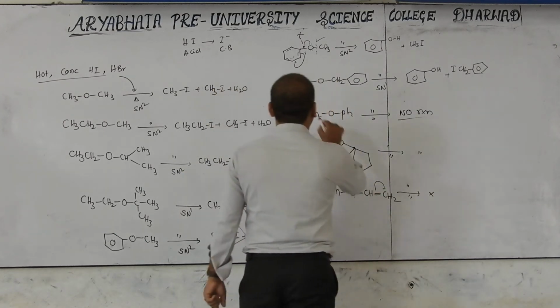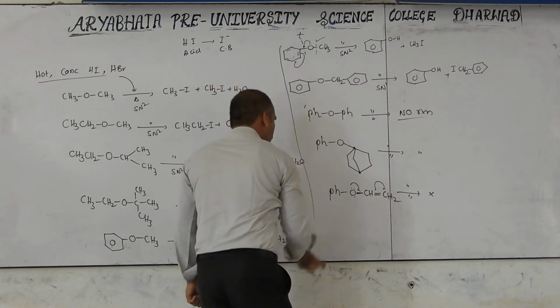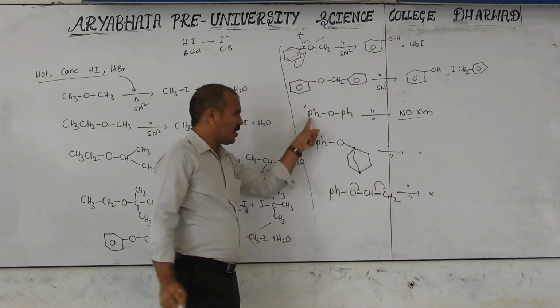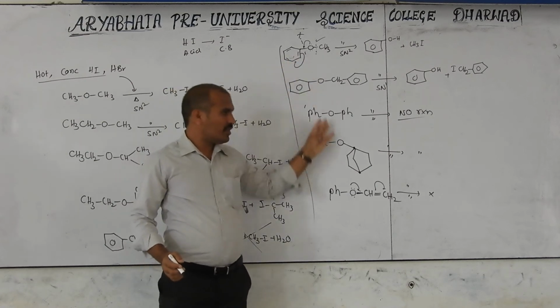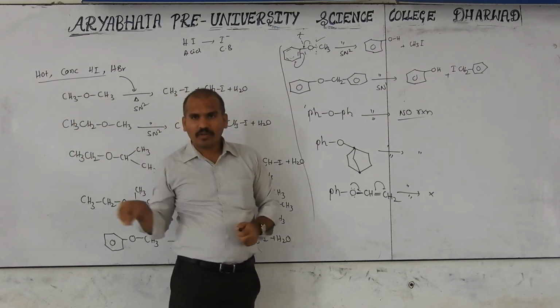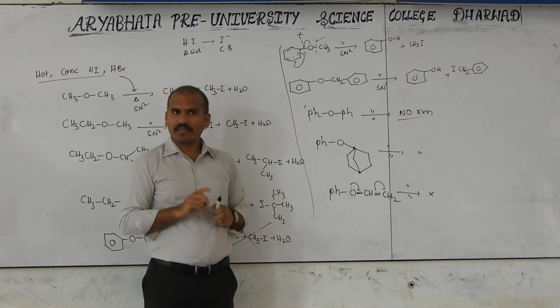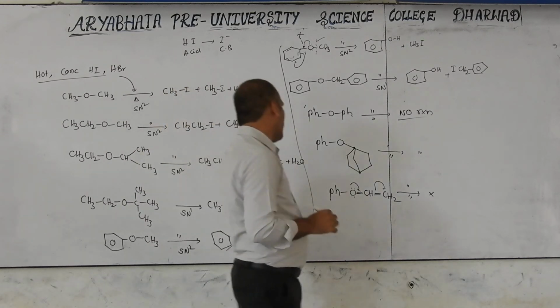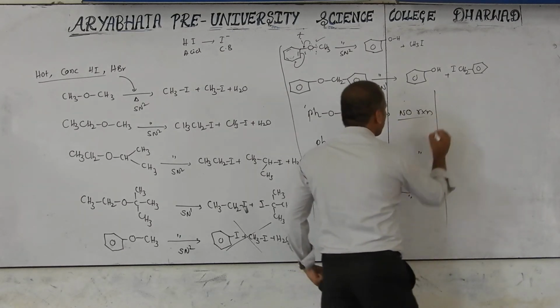From here onwards, all are constant, 1, 2, 3, 4, 5. All these reactions are the same for both concentrated and dilute conditions. Is this clear? I will give one more reaction for you to answer.